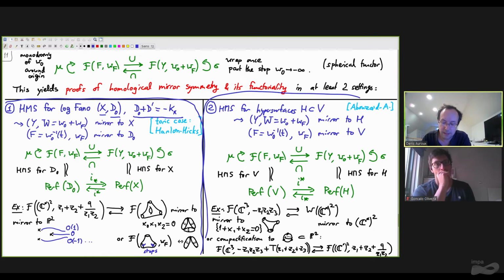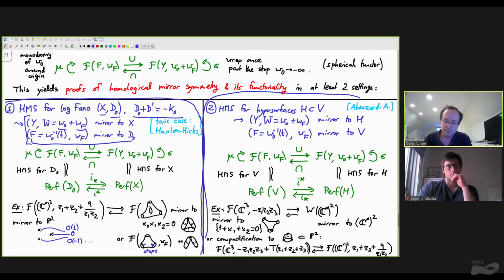Then I can build a mirror to the ambient space X, which is going to be a Landau-Ginzburg model Y, whose potential has two terms, and some of those terms correspond to the divisor D0, some correspond to the divisor D prime, in such a way that the fiber is mirrored to D0.